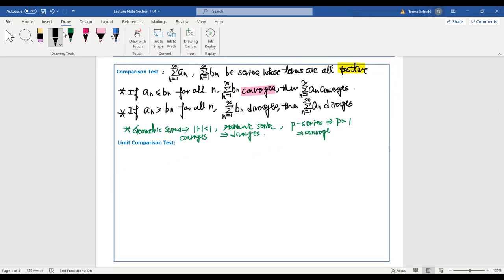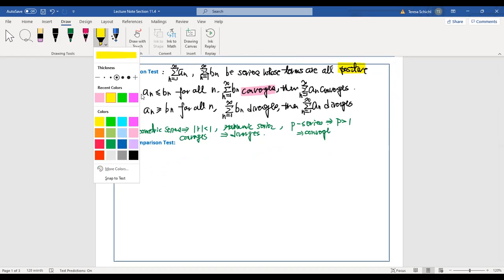All right, so now what is the limit comparison test? The one we just covered is what we call the comparison test.